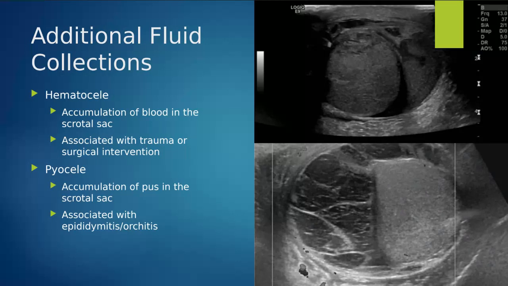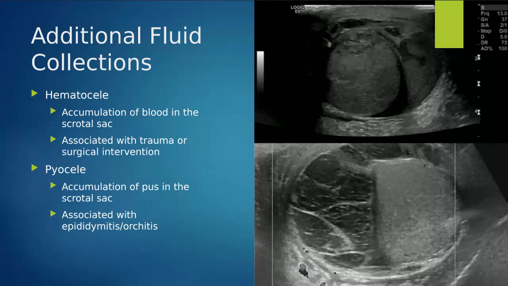We also have some additional fluid collections that we may be evaluating on ultrasound. Fluid collections anywhere in the body are a little hard to tell the true composition of. We get a lot of blood-filled collections and a lot of pus-filled collections, and they look a little similar to each other, so we need to get a good clinical history on the patient. We have what are called hematoceles, which is an accumulation of blood in the scrotal sac or in between the layers of the tunica vaginalis as well. This is associated with any type of trauma or surgical intervention. So if the patient has had a vasectomy or an inguinal hernia repair, we could expect to see a hematocele accumulating in the scrotal sac.